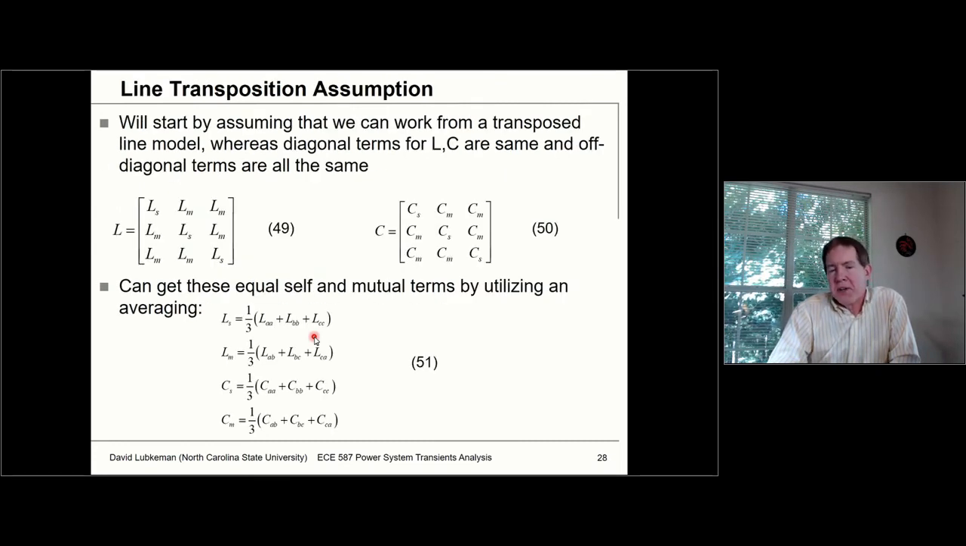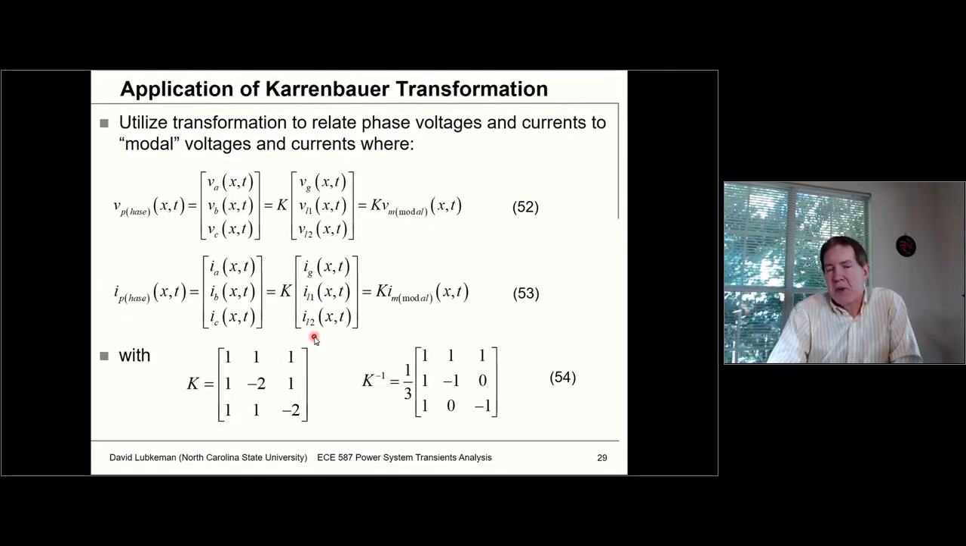If we were going to assume that these lines were transposed, in other words, that the inductance and capacitance matrices had the same diagonal terms and the same off-diagonal terms, where those transposed values would be found by taking averages, just like we talked about before for lumped parameter lines, then there are different transformations that could be used to decouple the equations. One type of transformation is what we call a Karrenbauer transformation. This isn't the only one. There are other ones you could use.